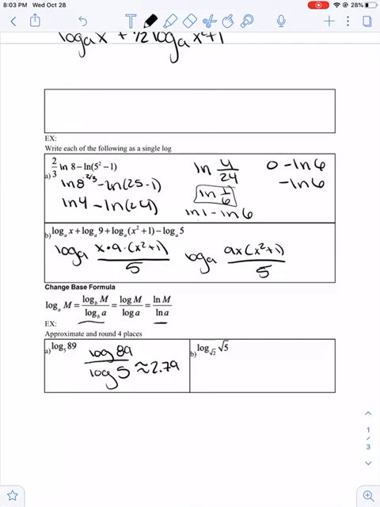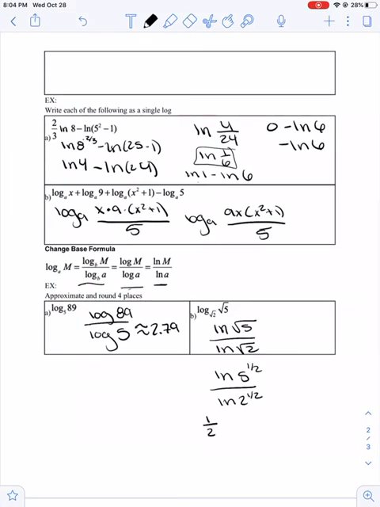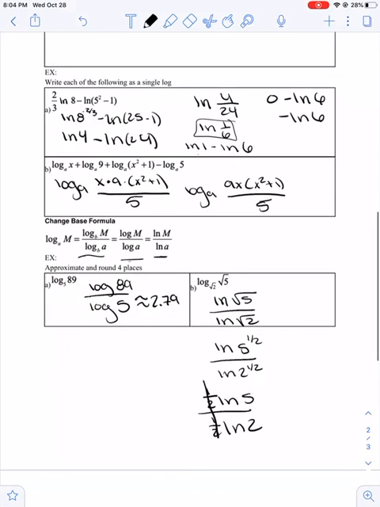So now I'm going to use the natural log. All these things equal the same, so I just want to do the natural log version this time. I'm going to have the natural log of root 5 over the natural log of root 2. I'm going to put these with the exponents, so natural log of 5 to the 1/2 over natural log of 2 to the 1/2. I'm going to take those exponents and move them to the front as factors. So 1/2 natural log of 5 over 1/2 natural log of 2.